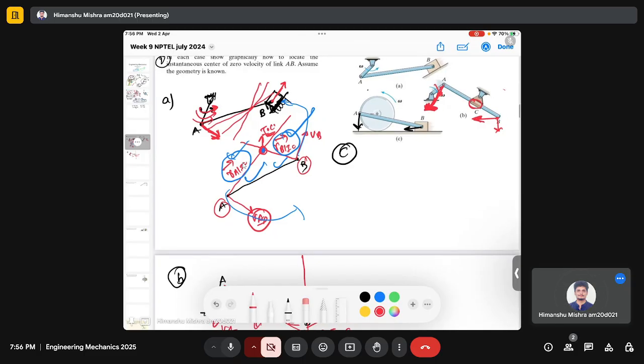So my position vector from point A should be normal to this velocity, should be this. So this should be this, and this should be this. The position vector from B should be normal to VB, and it is actually intersecting here. So this is my instantaneous center. So this is RA with respect to the instantaneous center, and this will be RB with respect to the instantaneous center.